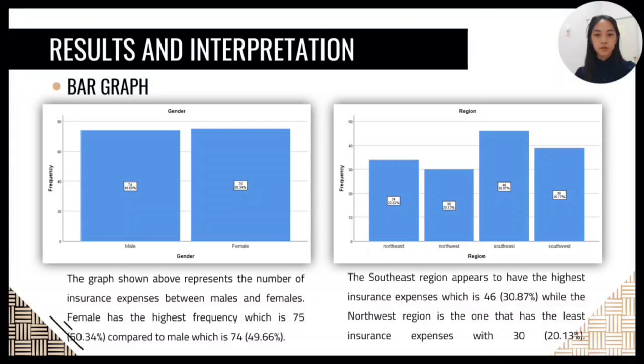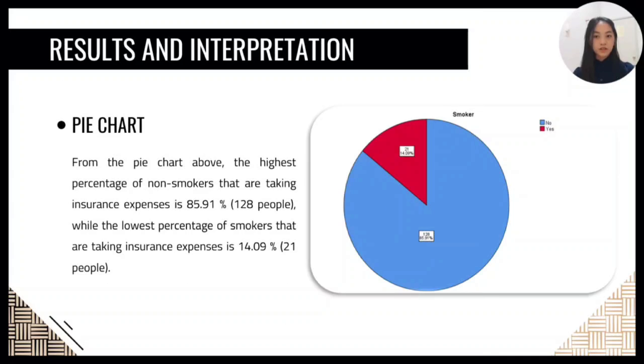Based on the graph above, we can conclude that the southeast region appears to have the highest insurance expenses, which is 46, about 30.87%, while the northwest region has the least insurance expenses with 30, about 20.15%. Next is the pie chart. According to the pie chart, the highest percentage is non-smokers taking insurance expenses at 85.91%, which is 128 people, while the lowest percentage is smokers taking insurance expenses at 14.09%, which is 21 people.